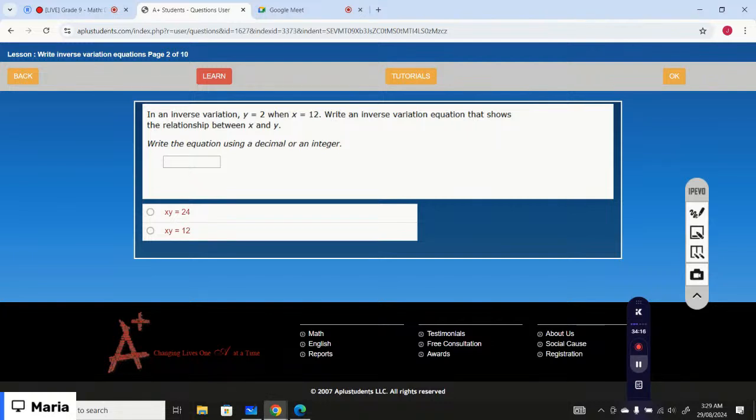The correct option is xy equals 24. Yes, option number 1 is the correct option. Very good.